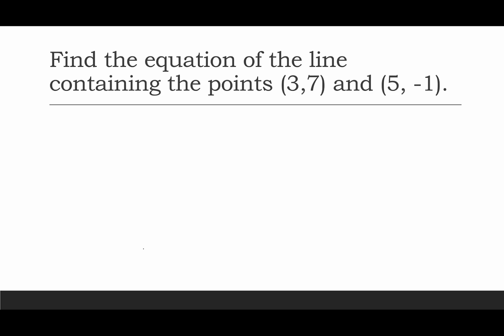Let's find the equation of the line containing the points (3, 7) and (5, -1). We're going to stick to our equation, y equals mx plus b, which is slope-intercept form. Now, when we look at it, we think, well, we have to know two things. We need to know the slope and we need to know the y-intercept. We have an equation for the slope that we've used a few times now. So it's y2 minus y1 over x2 minus x1.